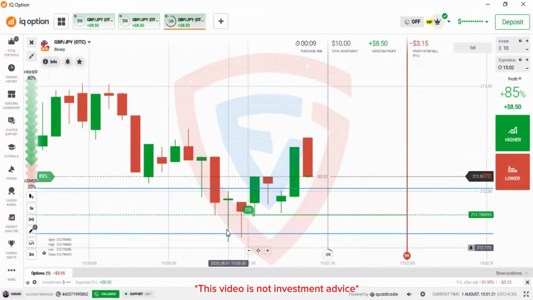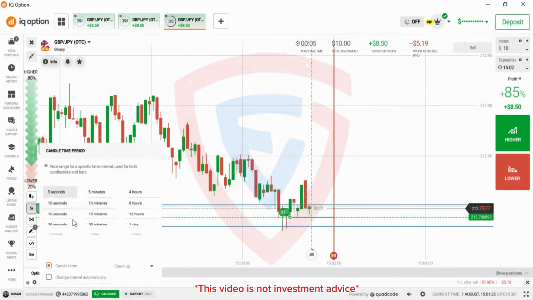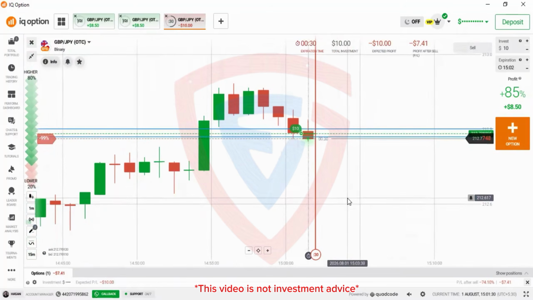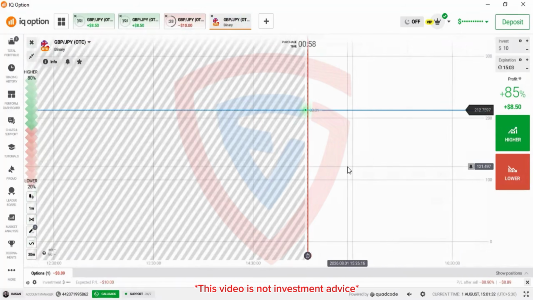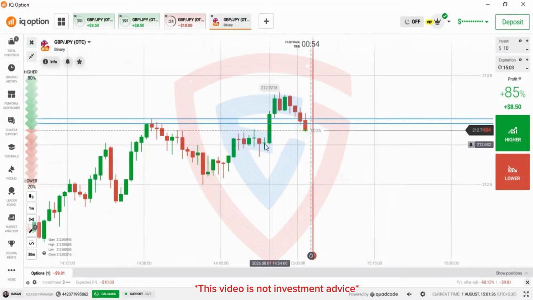So you can see some rejections on buyer's entry. It means the buyers may enter at least for one candlestick here. That's why I placed here a higher option trade. Let's see what happens here. So if buyers are not interested here, it means the trend will continue till this point.